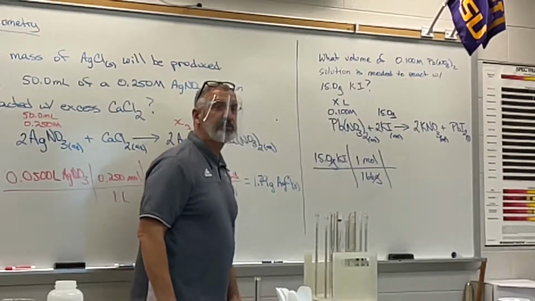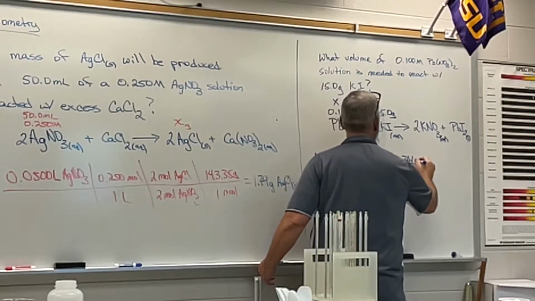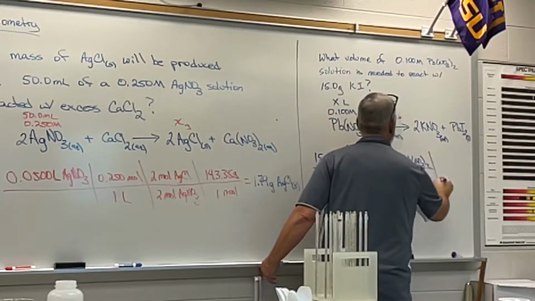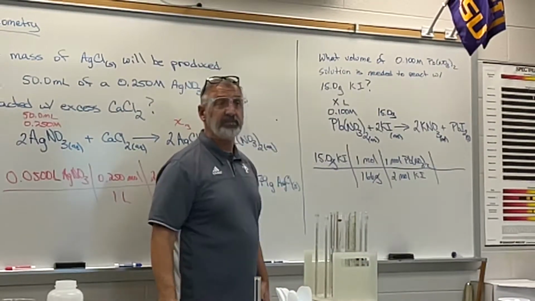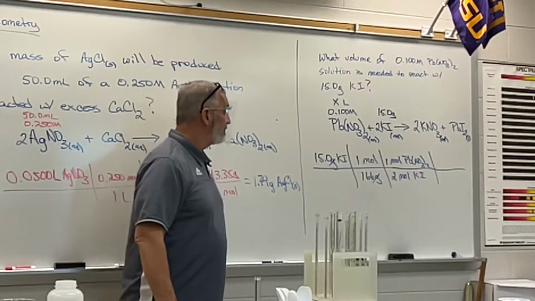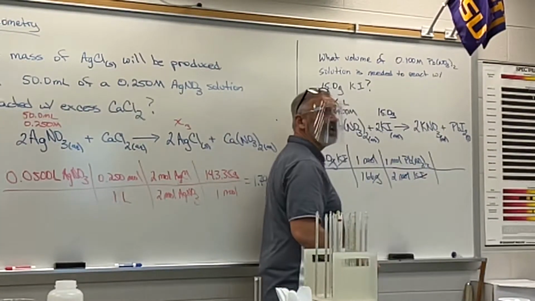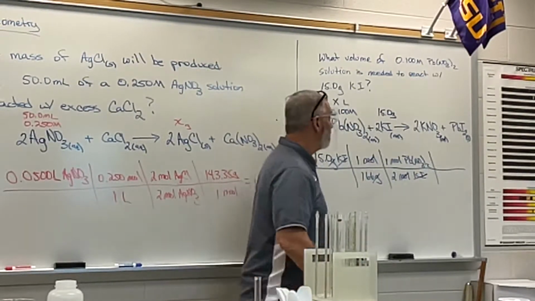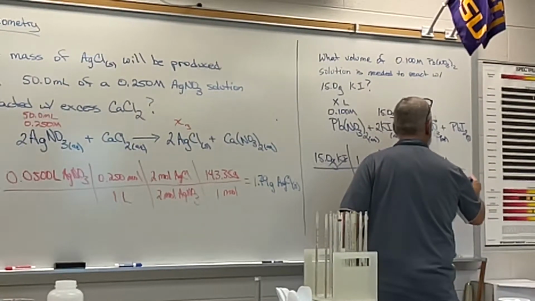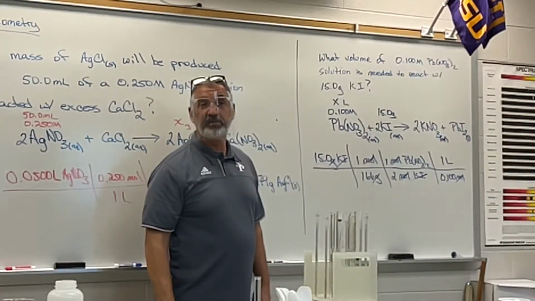What's my next step? Mole ratio. 1 mole Pb(NO3)2 for every 2 moles KI. Now this time I need to go to solution volume, not to grams. So what's my conversion factor? 0.1. Notice that moles have canceled, KI has canceled, so I'm left with moles of Pb(NO3)2 on top. So where does moles need to go? I'm going to say 1 liter over 0.1 moles. Moles cancel, leaving me with liters of lead nitrate, which is what the question is asking for.